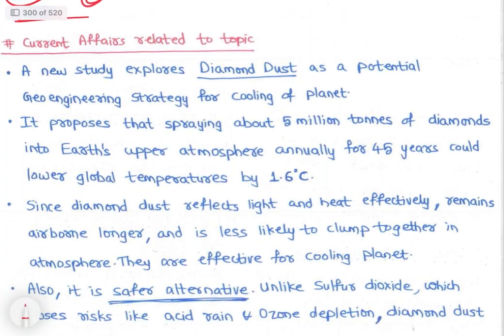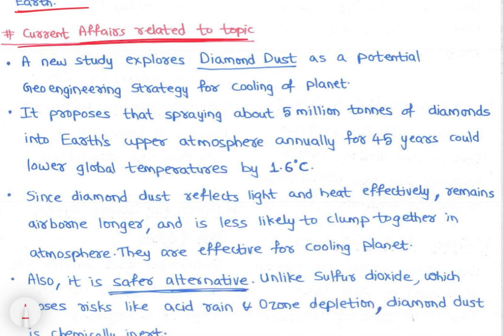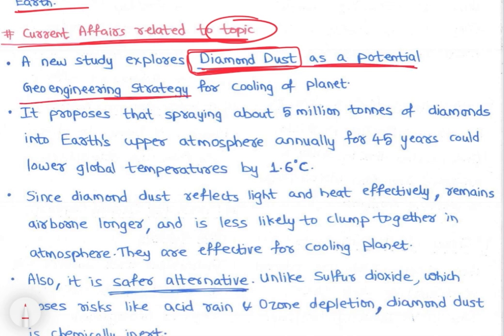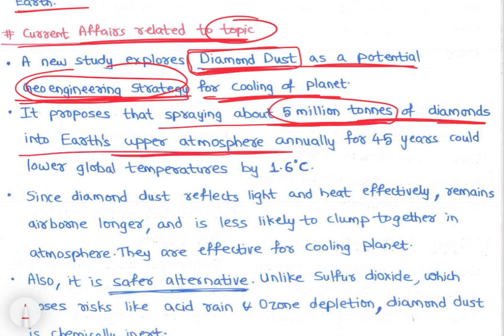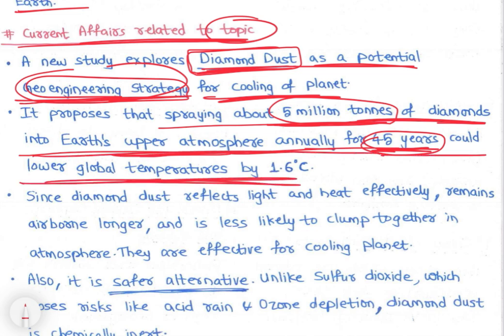See, diamond dust, a current affair related to the topic. A new study explores diamond dust as a potential geoengineering strategy for cooling the planet. It proposes that spraying about 5 million tons of diamonds into Earth's upper atmosphere annually for 45 years could lower global temperatures by 1.6 degrees.